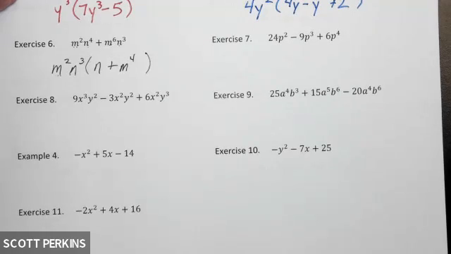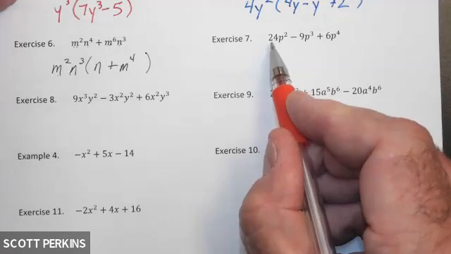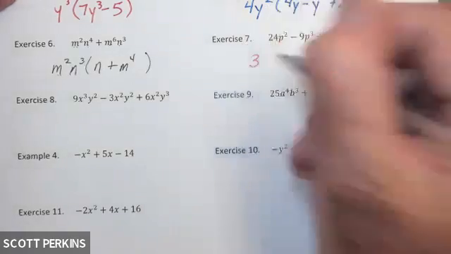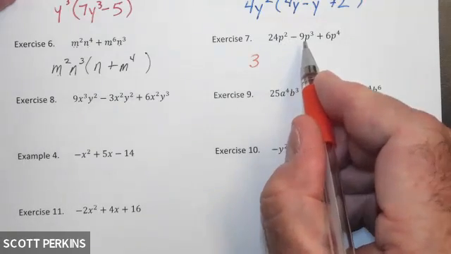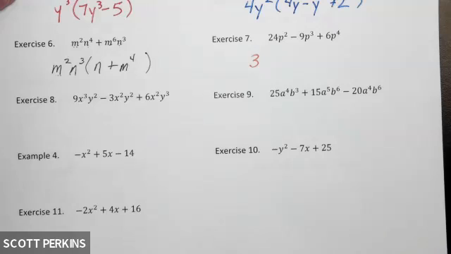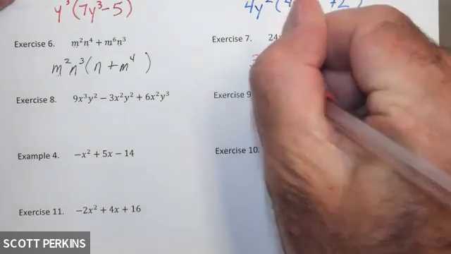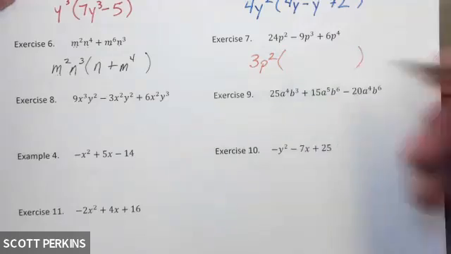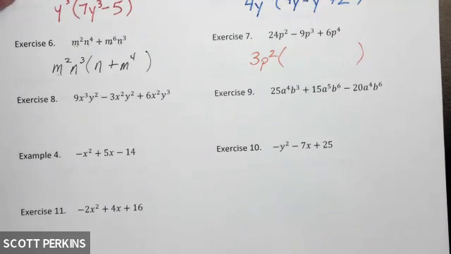All right, so I've got coefficients and I've got variables here. Let's look at the coefficients first. 24, 9, and 6. What is the greatest common factor? 3. And then, yes, I've got p squared, p to the 3rd, p to the 4th. What is the common factor of p? Yeah, you always take the lowest power, p squared. Fantastic.